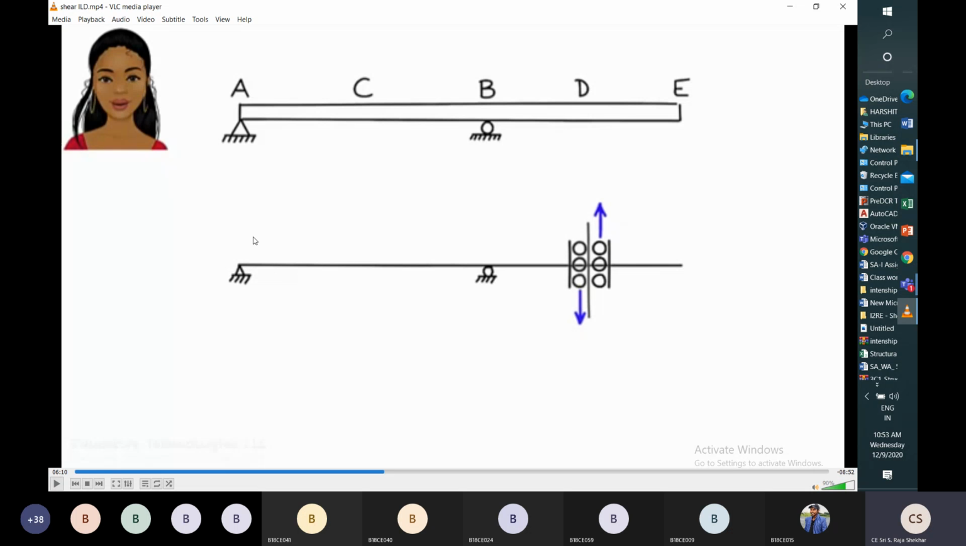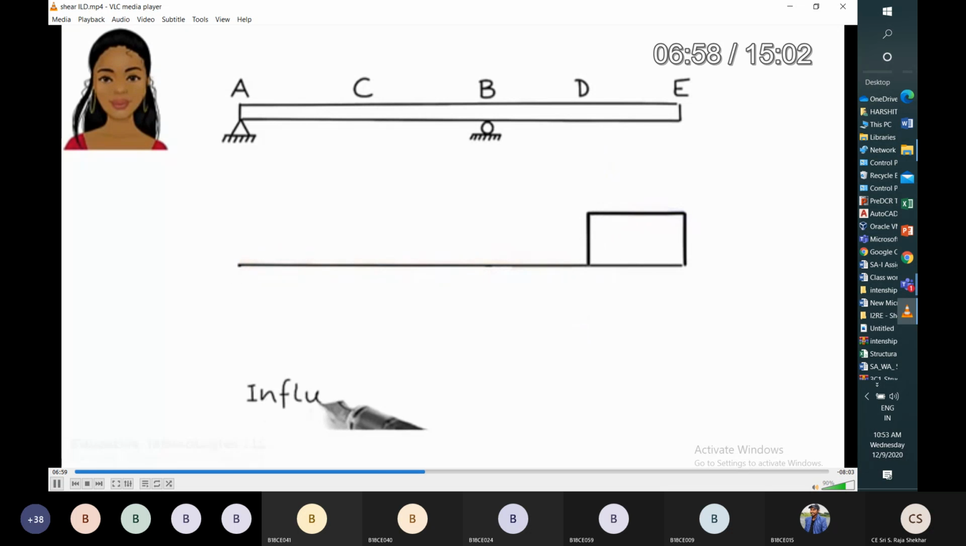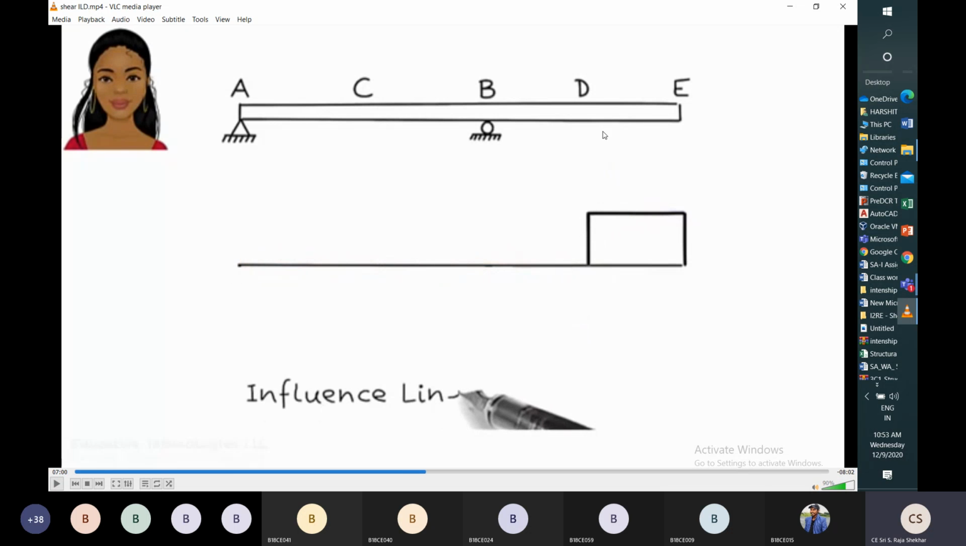So this member also will not move in the downward direction. Only the DE member will try to move in the upward direction. So this is a variation of the shear influence line for section D. This is the shear influence line at section D.